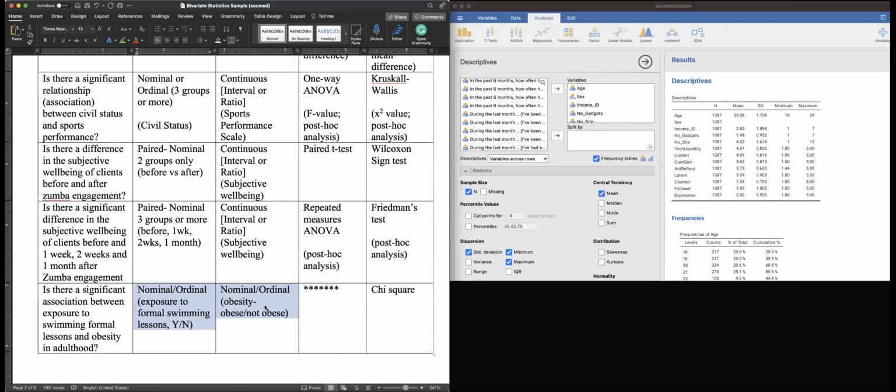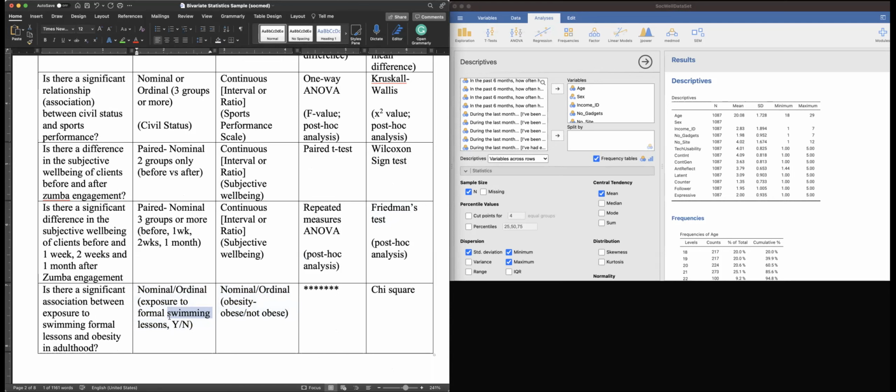Like for example, you have your independent variable is a nominal or an ordinal data, and your dependent variable is also a nominal or ordinal data. For example, is there significant association between exposure to formal swimming lessons and obesity in childhood or in adulthood? So exposure to swimming lessons, the answer is yes or no. So that's 2 categories. For obesity, obese or not obese.